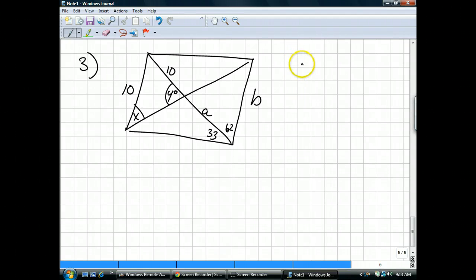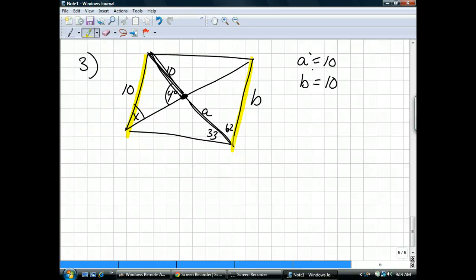So for A, we know A must be 10 because the diagonals of a parallelogram bisect each other. So this has to be a midpoint. So if this is 10, then this also has to be 10. So A is 10. Then B. B has to be 10 because opposite sides of a parallelogram are congruent. So if this is 10, then that has to be 10.